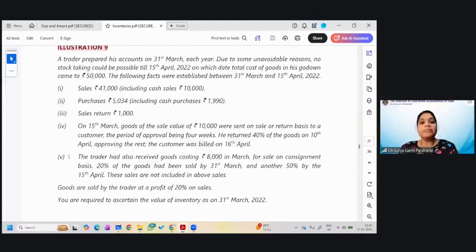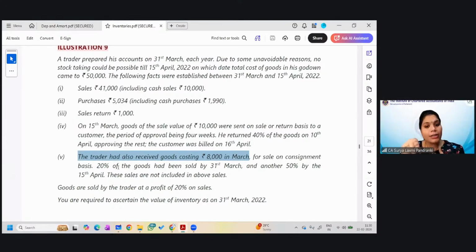What is happening here? The trader has also received goods costing 8,000 in March. This is for a sale on consignment basis. And what is a consignment basis? You'll have two persons in consignment. One is the consigner and the other one is the consignee. So consigner means, suppose I am a person who is manufacturing the goods. Now I will send goods to you. I am not selling to you. I told you that I'm not able to reach out to many customers, so better you reach out to the customers and sell my goods. That is your task. So I am called consigner, you are called consignee.